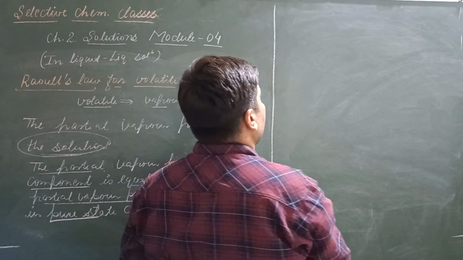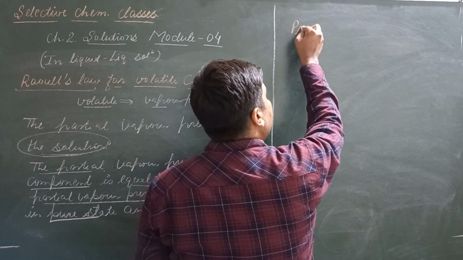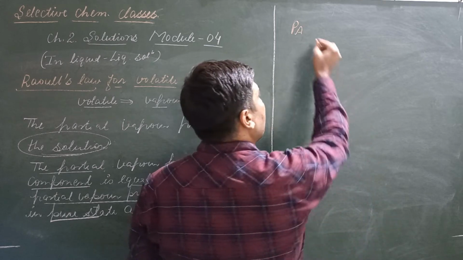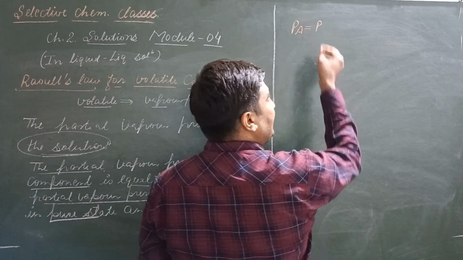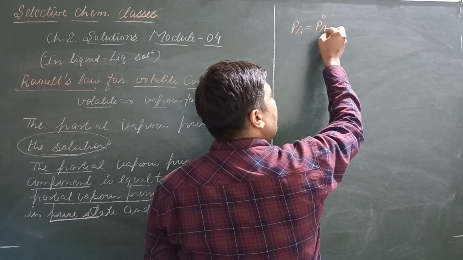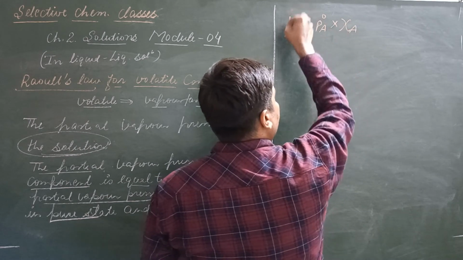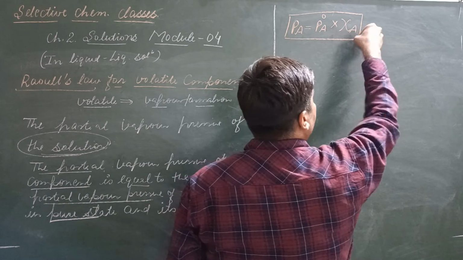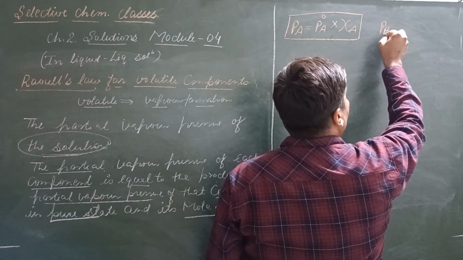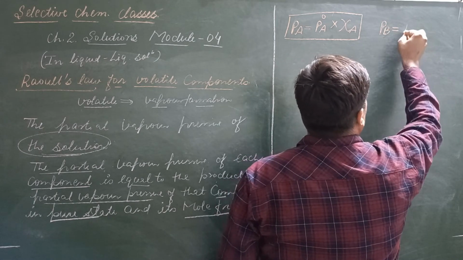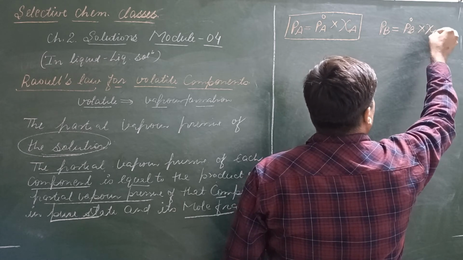Let's see that if we want to find out the partial vapor pressure of A, that is solvent, that will be equal to the product of partial vapor pressure of that component in its pure state and its mole fraction, chi A. This will be P A. Similarly, the partial vapor pressure of solute will be equal to the product of partial vapor pressure of that component and its mole fraction.